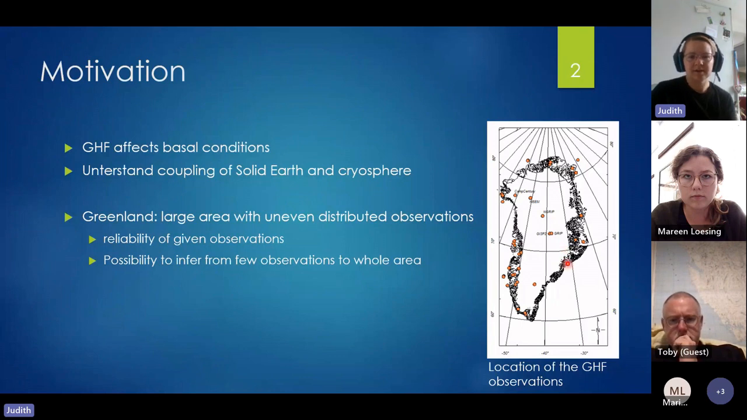And in the second part, we try to find a possibility to infer from a few observations to the whole of the area, considering that we here still get some structures and try to get lower uncertainties in these areas.